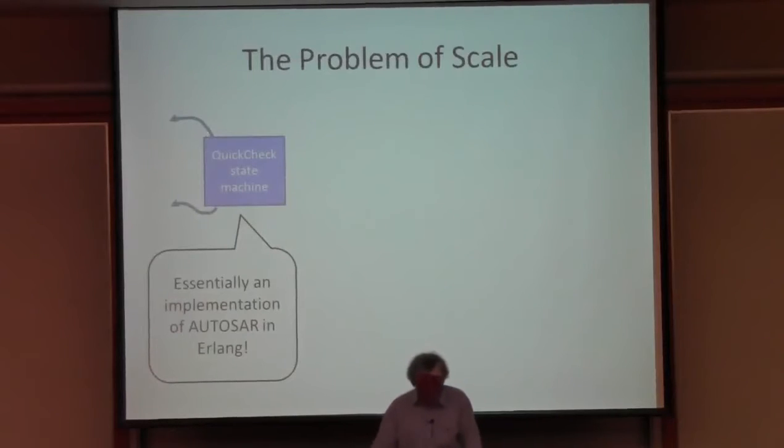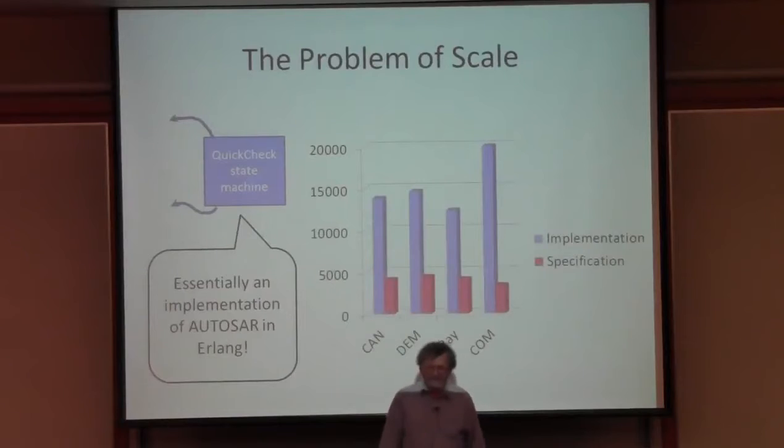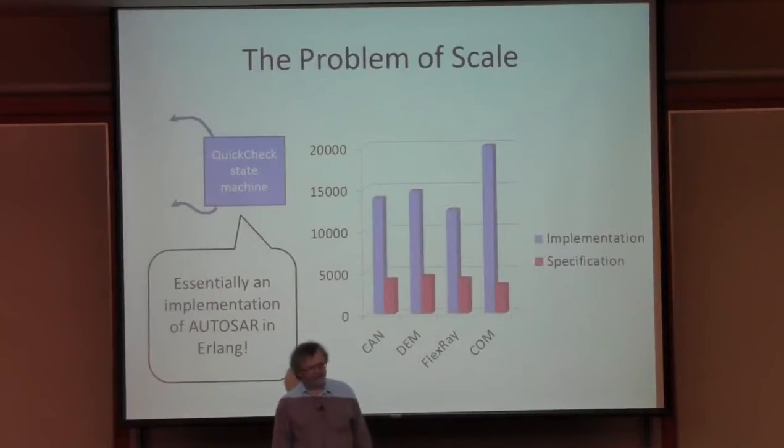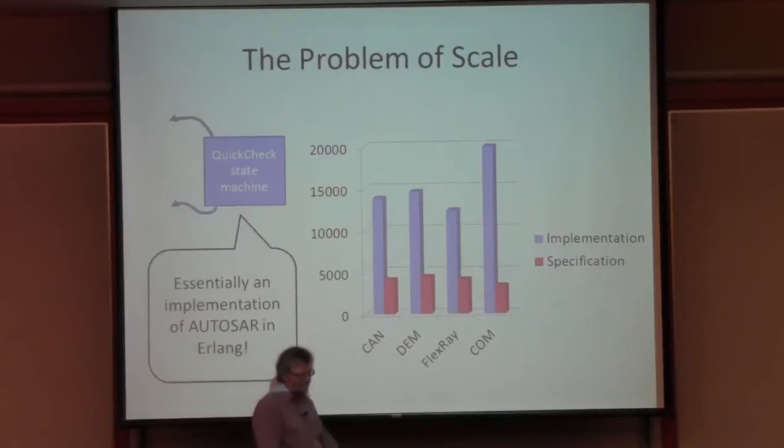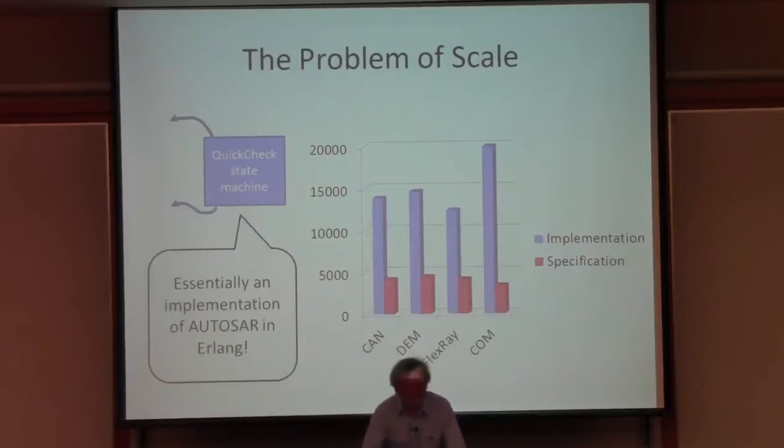Okay, so how's this going? Well, we're having to write a QuickCheck specification, which is almost an implementation of AUTOSAR in Erlang. So we have a lot of code to write. How is it working? Here's some figures. This graph shows the size of the implementation in C code and the size of our corresponding specifications. As you can see, we've written quite a lot of formal specifications. We've written 16,000 lines, but we're testing 60 to 70,000 lines.